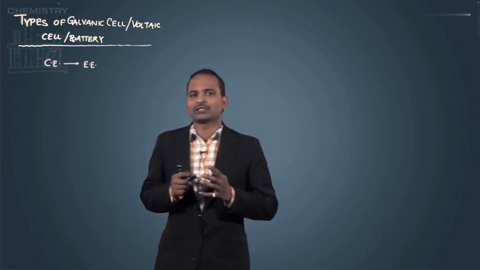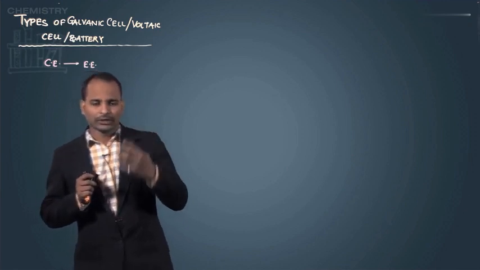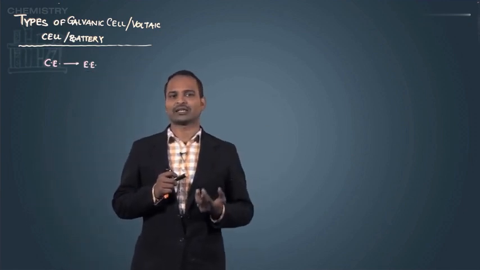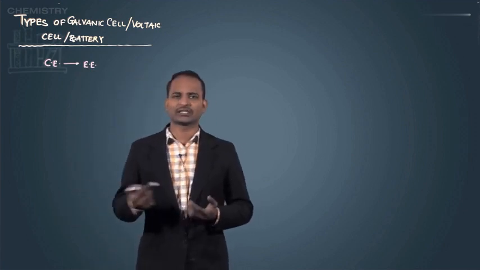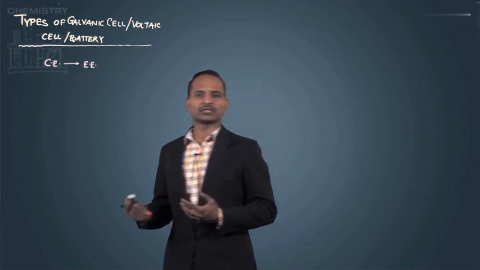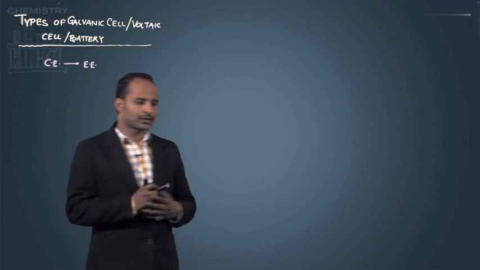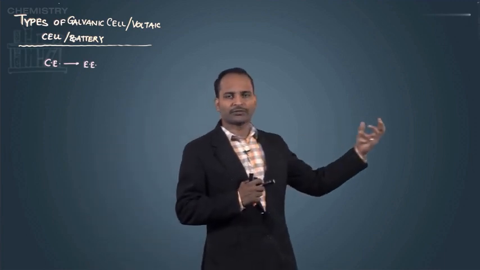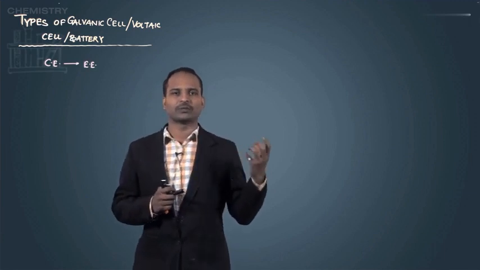So the galvanic cell is the one where the spontaneous redox reaction occurs, and as a result of that we get some electricity. That means electricity is generated in the case of this galvanic cell, which is also known as a voltaic cell, and commercially it is known as batteries. So here I'm talking about the different types of battery. The batteries which are available in the market are of two different types.